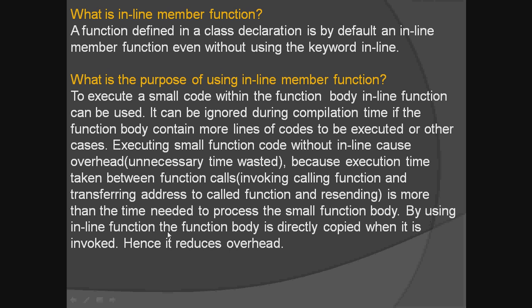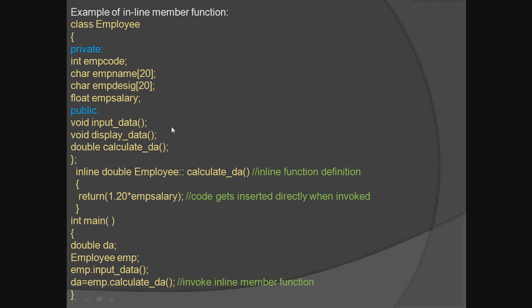By using an inline function, the function body is directly copied when it is invoked, hence it reduces overhead. When you use the inline function, the program logic or the function body gets directly copied or inserted when the inline function gets invoked. Let's see this through an example. This is not a complete program but half of the program written, but from here you can understand the concept of the inline member function.